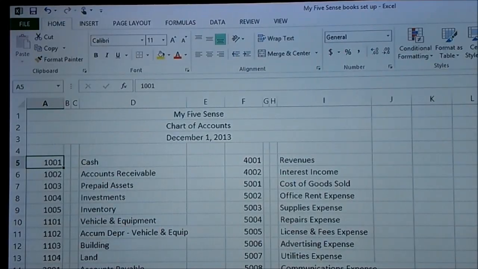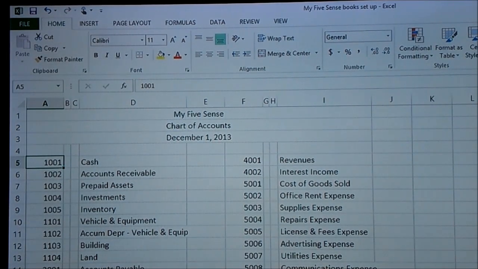Okay, let's get straight to it. Today, the purpose of this demo is to show you how to set up the books for an entrepreneur with a small company. Our demo company today is My 5 Cents, and the owner of My 5 Cents is Bob Kunamuna. Okay, the first thing we're going to do is set up a chart of accounts.